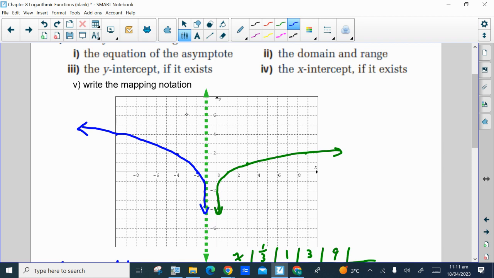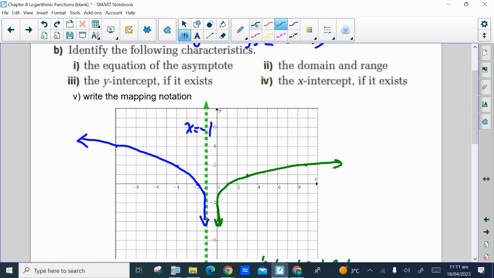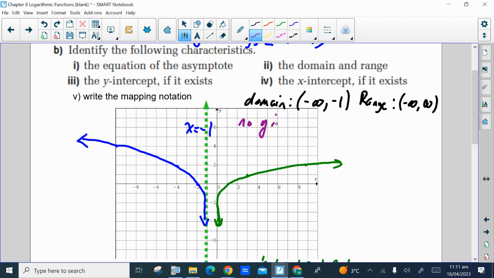The equation of the asymptote, again, is the line x equals -1. Our domain and range are going to change here. Well, our domain specifically. This will go from -infinity up to -1. Neither are included. Our range doesn't change. It still goes from negative to +infinity. There is no y-intercept. The graph is always on the left side of the y-axis.